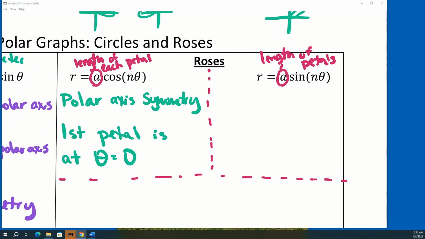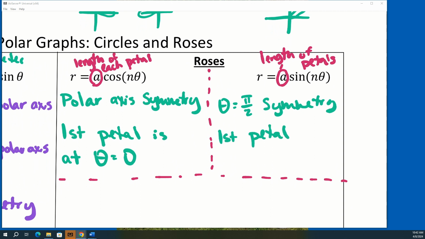All right, and then the sine graphs have theta equals pi over 2 symmetry. And the first petal is at, now this one changes from problem to problem. So to figure out the angle the first petal is at, it's theta equals pi over 2n.